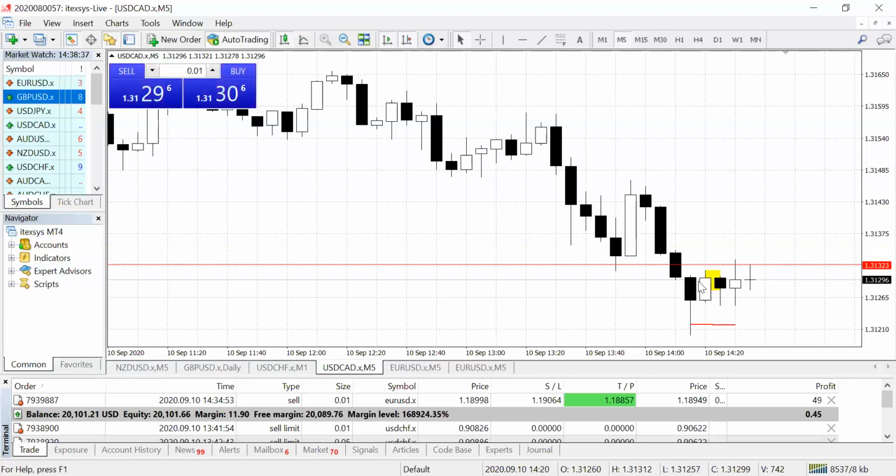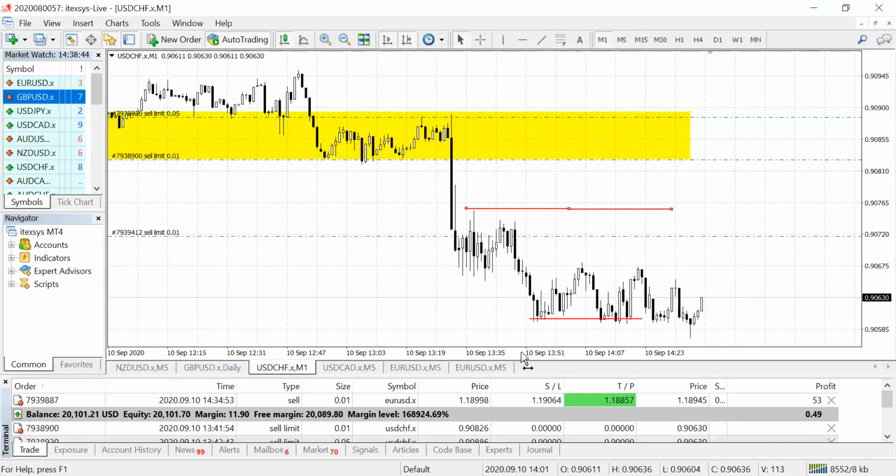Consolidation on the CAD. Okay, now consolidation on the CAD. Where's our franc? Yeah, nothing happening.